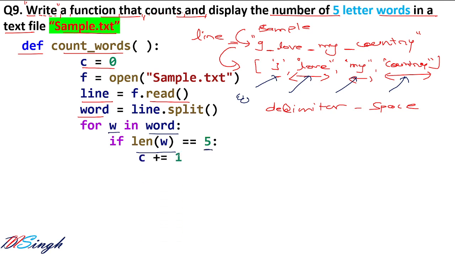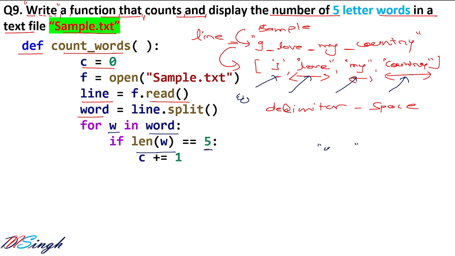If it is equal to 5, then we increment our counter. What will happen after this loop is executed completely? We have all such words count in C which are having length of 5. What does it mean, having length of 5? Length is equal to number of elements in the sequence. So here what is the sequence?